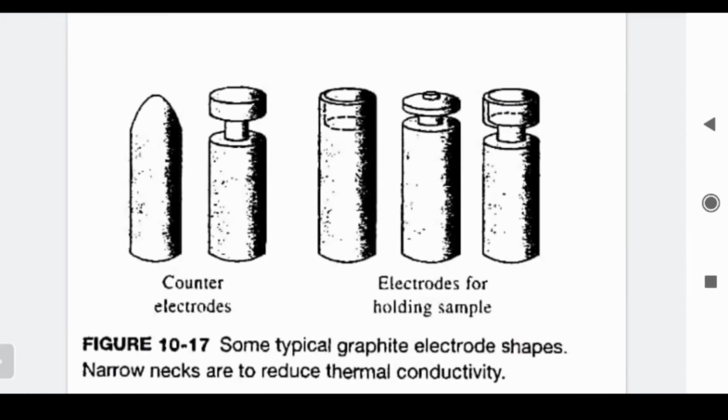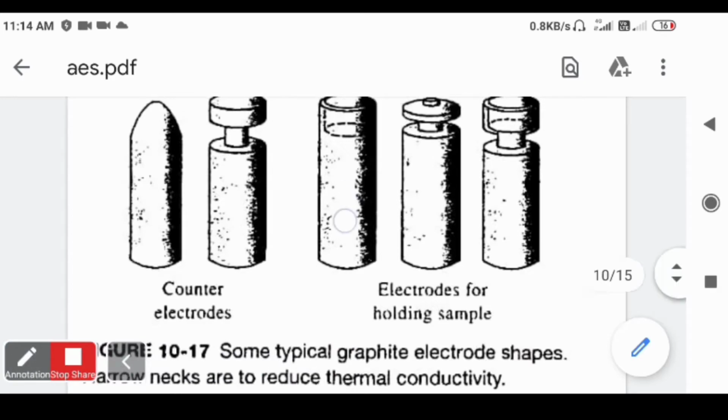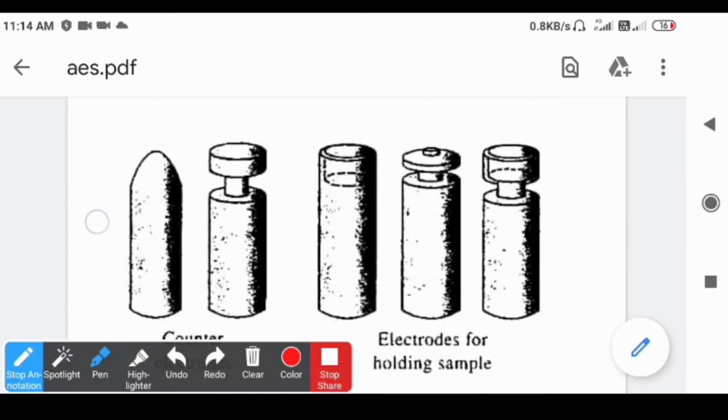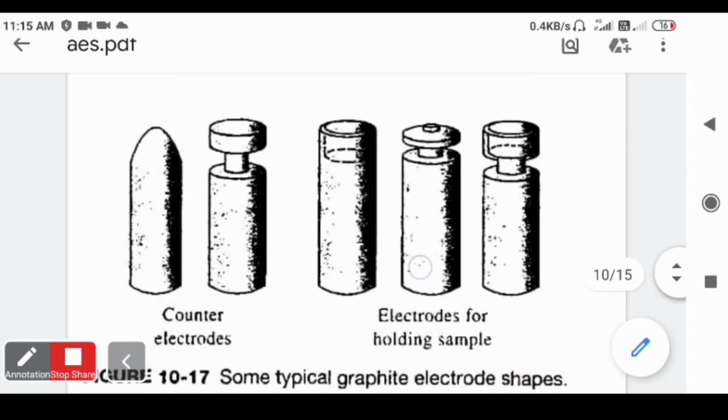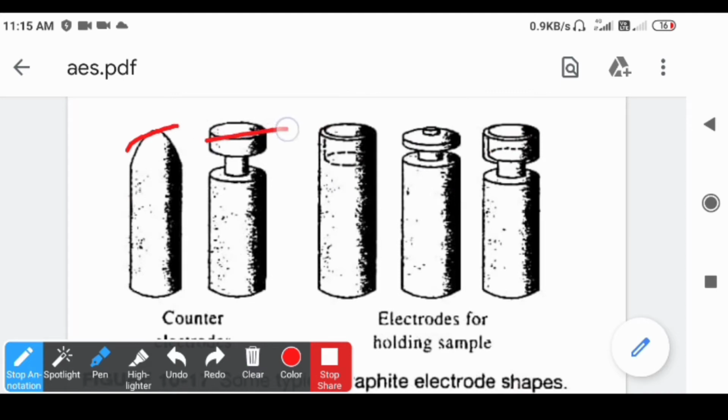So one is the counter electrode. Here we have the counter electrodes, and these two electrodes do not contain the sample, but another electrode which contains the sample might have this type of shape. And there is a space. Here we can see the space for the sample placing. Here also we have this shaped space for the sample placing. So these sharp edges are maintained; we can see that these edges are quite sharp.